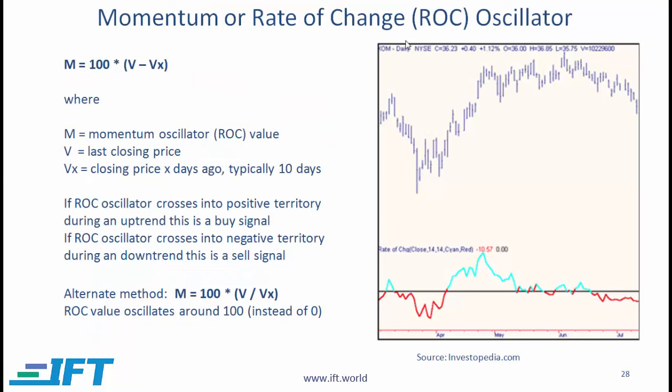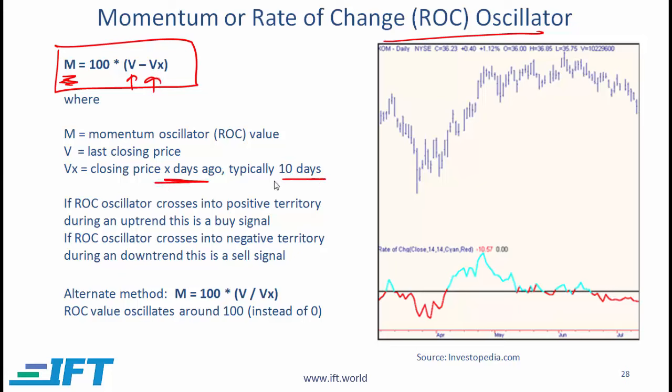The momentum or rate of change oscillator is calculated using this formula. So M stands for the indicator that you come up with. That is equal to 100 multiplied by V minus Vx, where V is the value or the closing price of the security, and Vx is the closing price of the security X days ago, which is typically 10 days. On the right, you see a picture of a security. So these are bar charts.